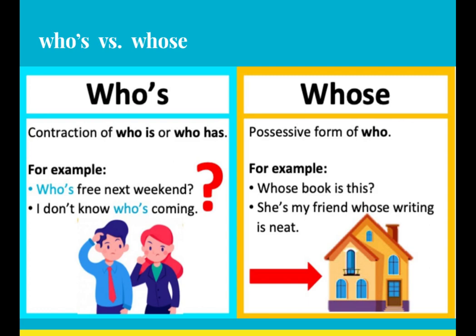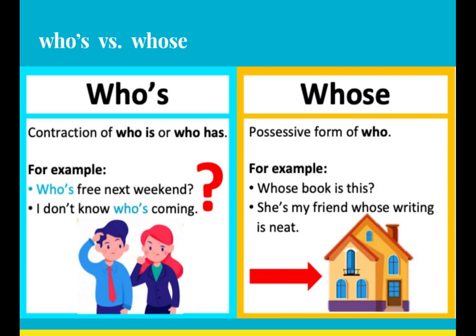Who's free next weekend? Who is free? If you stretch it out, I don't know who's coming to dinner. Excuse me, I don't know who's coming. I don't know who is coming. So if you just spread that word out and expand it into its actual words instead of the contraction, you'll probably be able to figure this out. It's pretty easy and straightforward.